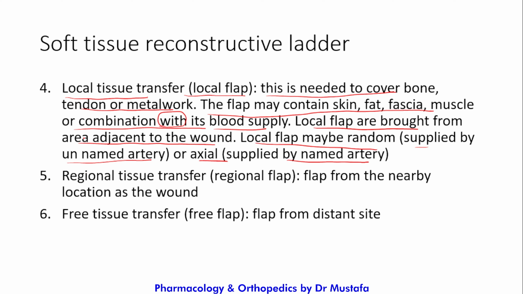The fifth step in the reconstructive ladder is the regional tissue transfer, or the regional flap, a flap from a nearby location to the wound. And the final step is the free tissue transfer, the free flap, a flap from a distant site.